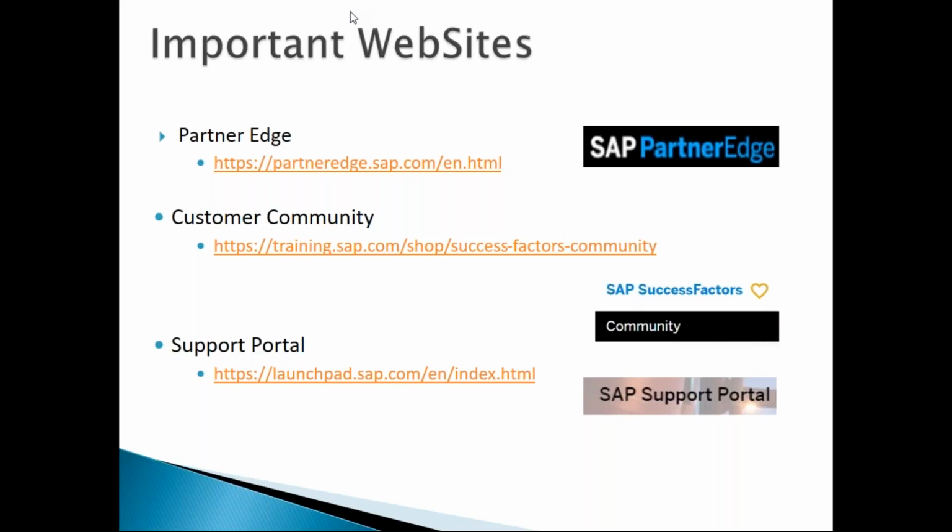Okay, so the first one, called partneredge.com, is a place where you will have a lot of SAP content, a lot of SAP documents, and this is a place where we even get the latest workbooks. The place where we download these requirement gathering sheets is this Partner Edge.